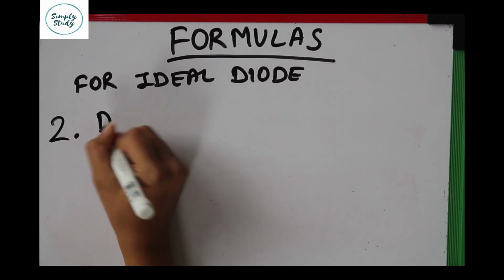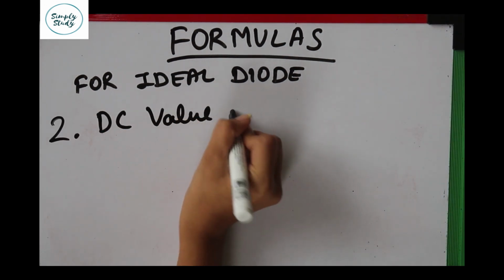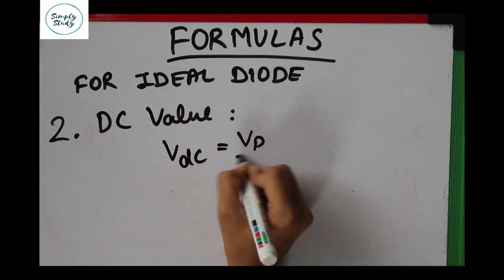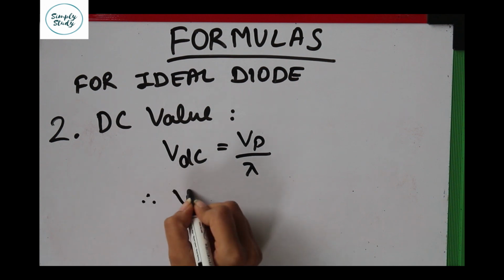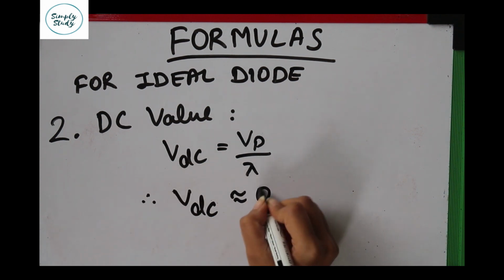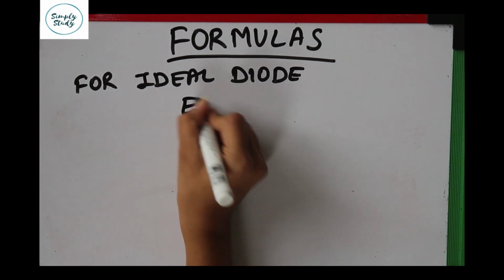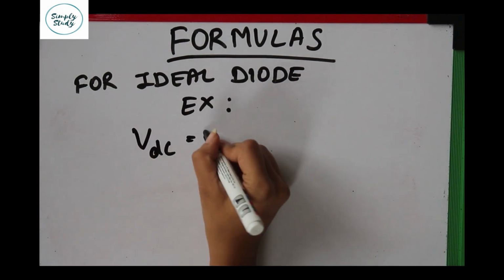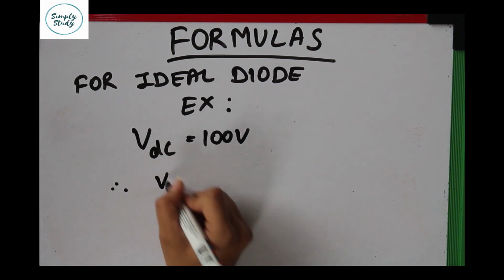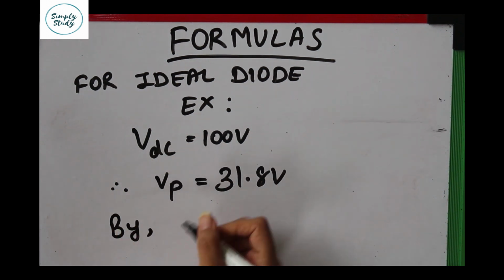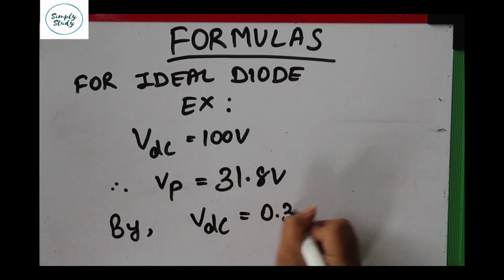Second is DC value of half-wave signal. The DC value equals the average value. For half-wave, it is VDC equals Vp by pi. That is, VDC is equivalent to 0.318 Vp. Let us see an example. If the peak voltage is 100 volt, then the DC voltage or average value will equal 31.8 volts.